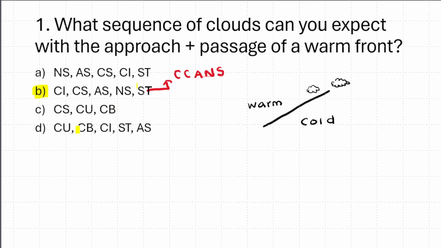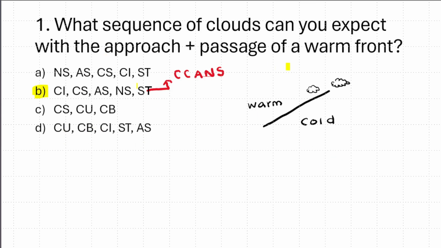And then that kind of brings us to the same conclusion for D. We have cumulus, cumulonimbus, and then cirrus, stratus, and altostratus. So once again, we have a lot of vertically developed clouds here, which we won't necessarily expect with the approach and passage of a warm front.